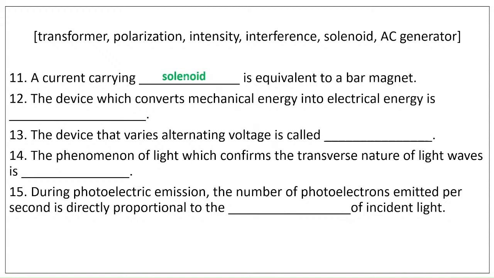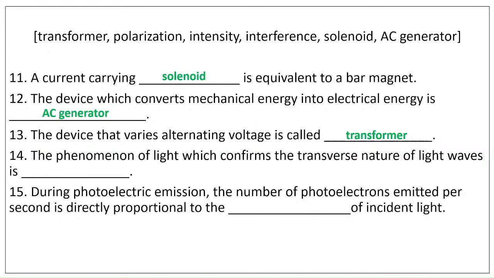Answer is solenoid. Next. 12. The device which converts mechanical energy into electrical energy is dash. Answer is AC generator. Next. 13. The device that varies alternating voltage is called dash. Answer is transformer.